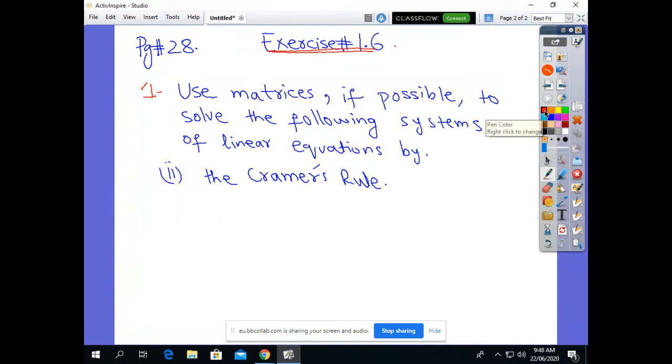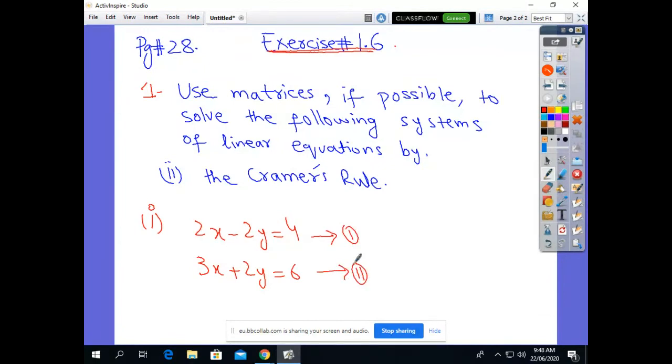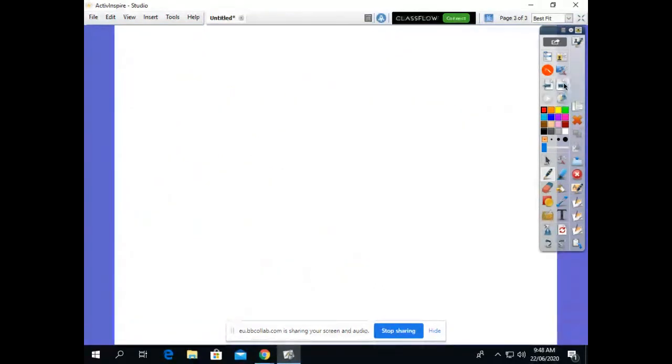First of all, I take question 1, part number 1, which is 2x minus 2y equals 4 and 3x plus 2y equals 6. We call this equation 1 and this equation 2. Again here we write these two equations: 2x minus 2y equals 4 and 3x plus 2y equals 6.